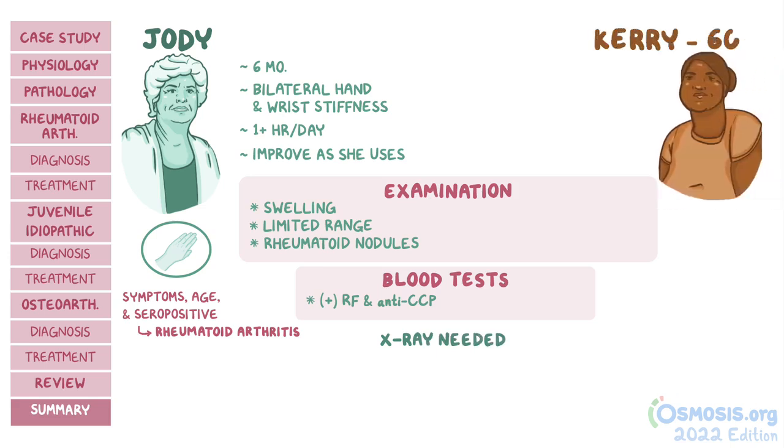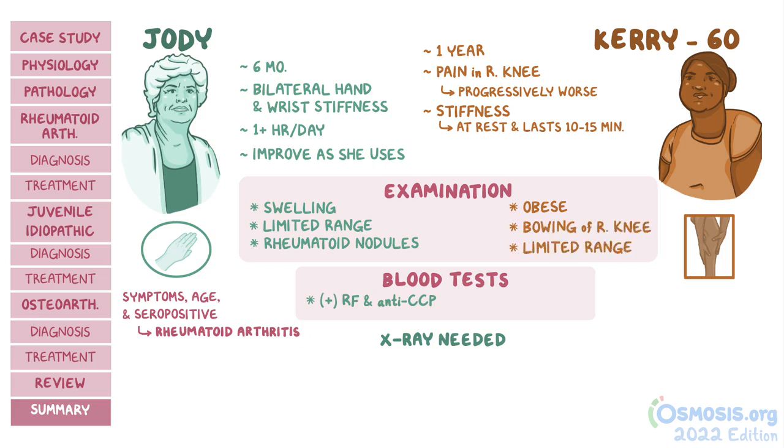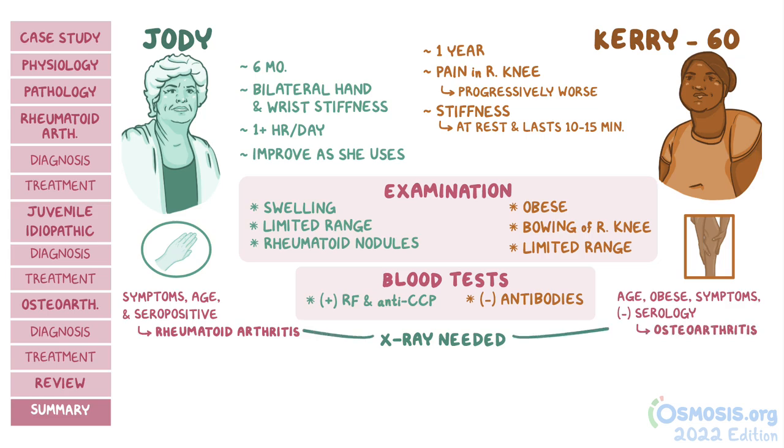Carrie, on the other hand, is a 60-year-old woman with a 1-year history of pain in the right knee that's worse with use and associated with stiffness, which typically occurs at rest and lasts for 15 minutes. Examination revealed Carrie is obese, and her knee shows bowing and has limited range of motion. Blood tests in Carrie's case were negative for both antibodies. Now, given her age and the fact that she is obese, plus her symptoms and negative serology, we can easily diagnose Carrie with osteoarthritis. An X-ray scan would be needed in her case as well.